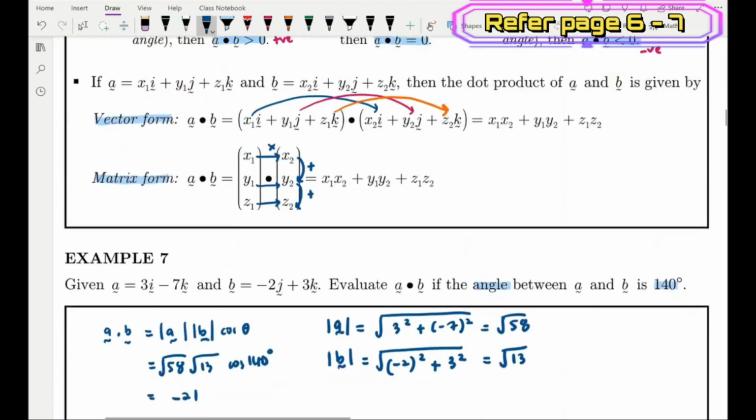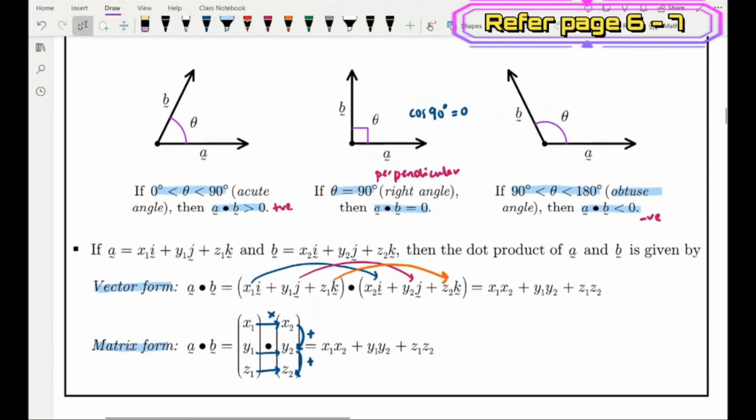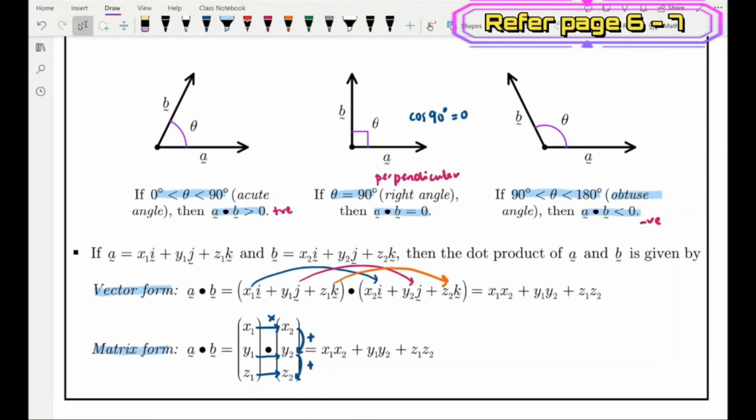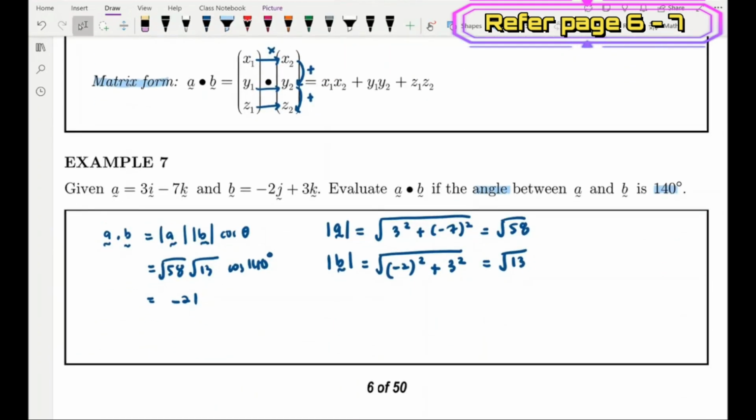Look back at the graph. Our theta is 140, that means the answer must be negative. So we get a negative answer.